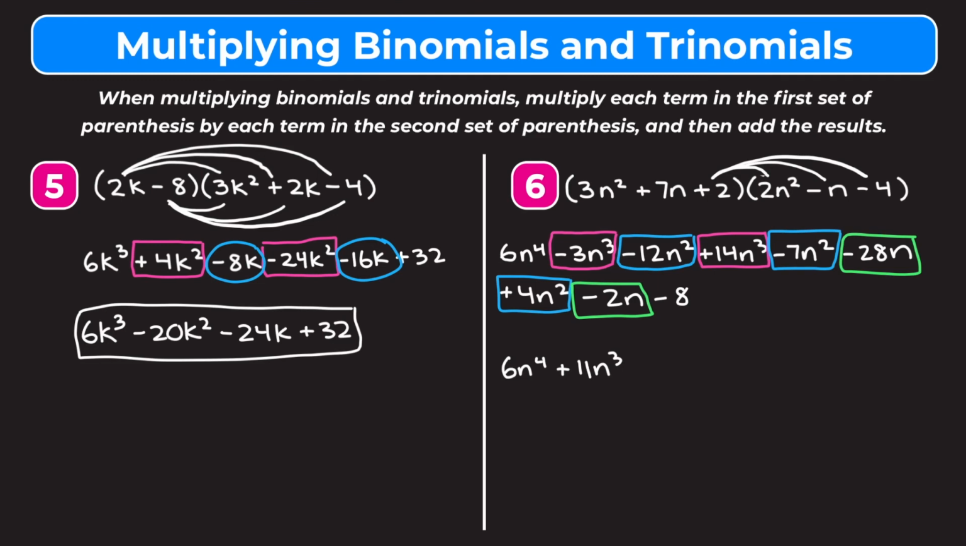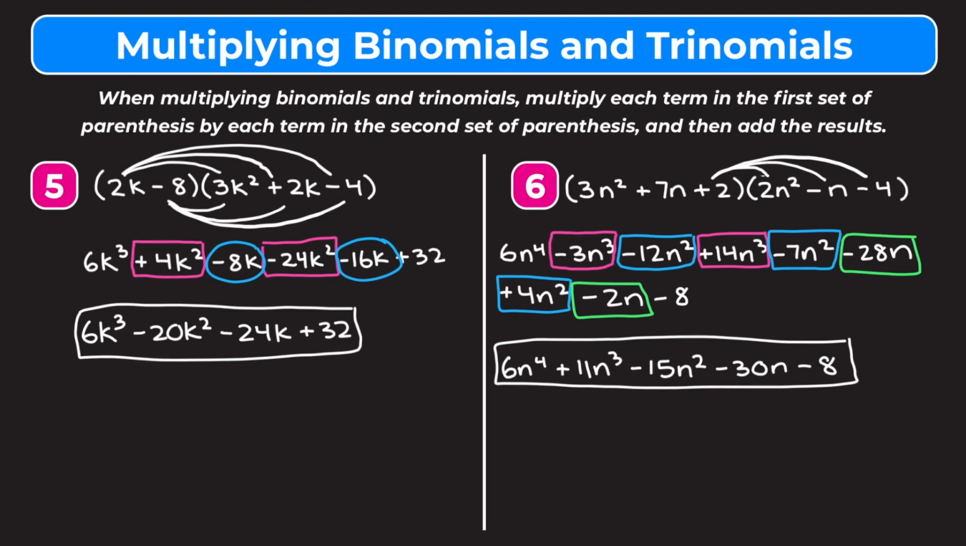If we combine the n squareds, we have negative 12n squared minus 7n squared, that's going to give us negative 19n squared, plus 4n squared is going to bring us back to negative 15n squared. If we put together the n terms, negative 28n minus 2n is negative 30n, and we have this negative 8 at the end. So we get 6n to the fourth plus 11n cubed minus 15n squared minus 30n minus 8.